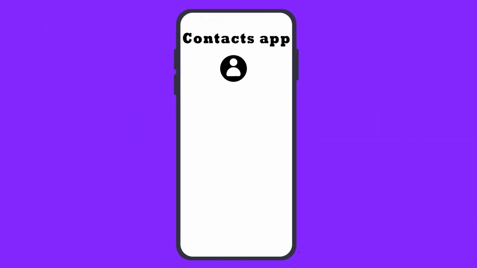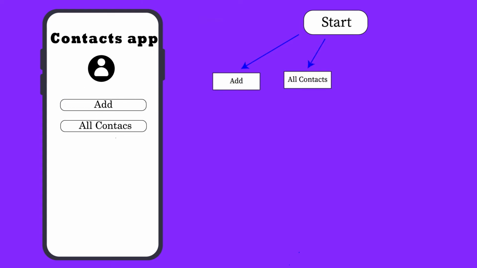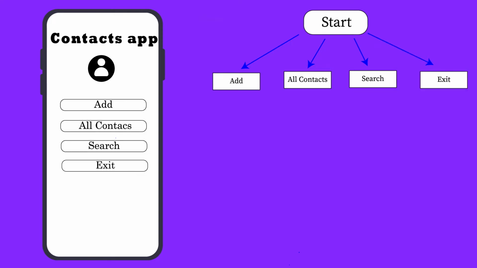Let's go back to our contacts app and see what our process flow looks like. For this program, you will need a place where you can store your data, some input fields, and some buttons. When you start your program, you will see 4 buttons with different options. The first one is for adding a contact, the second one is for showing your contacts, the third one is for searching for a contact, and the last one is for exiting the program.